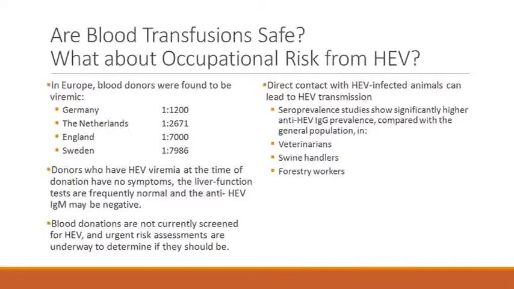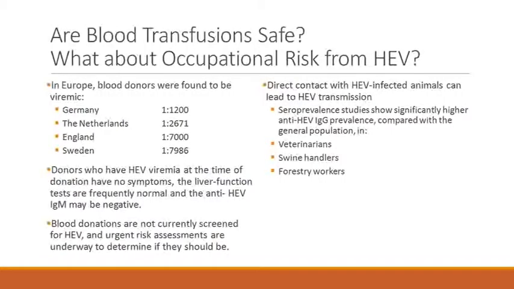How about blood transfusion? Is it safe or not? In Europe, blood donors were found, surprisingly, a high proportion of them was found to be infected with hepatitis E. For example, in Germany, 1 in 1,200 donors had HEV viremia. And the lowest proportion was detected in Sweden, where 1 in almost 8,000 donors had viremia.